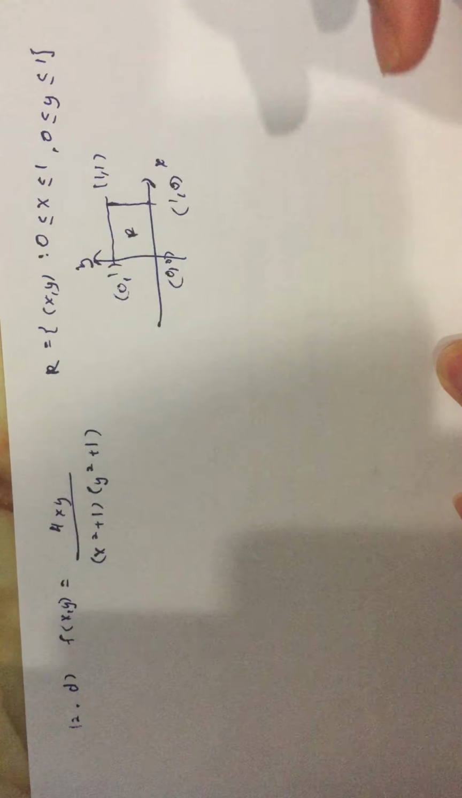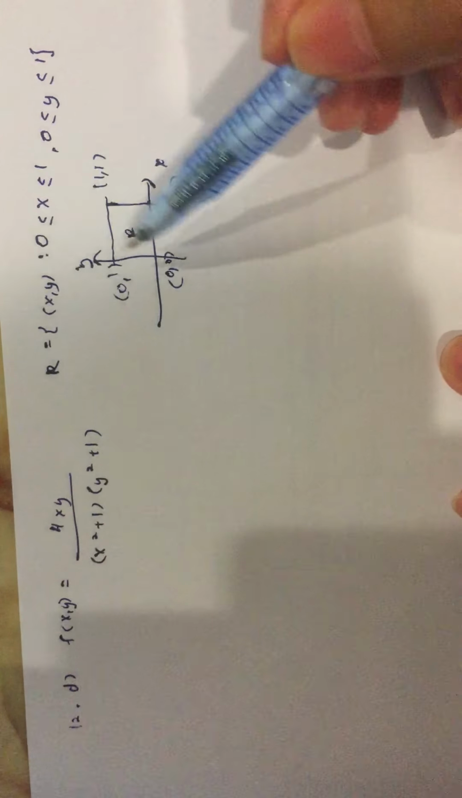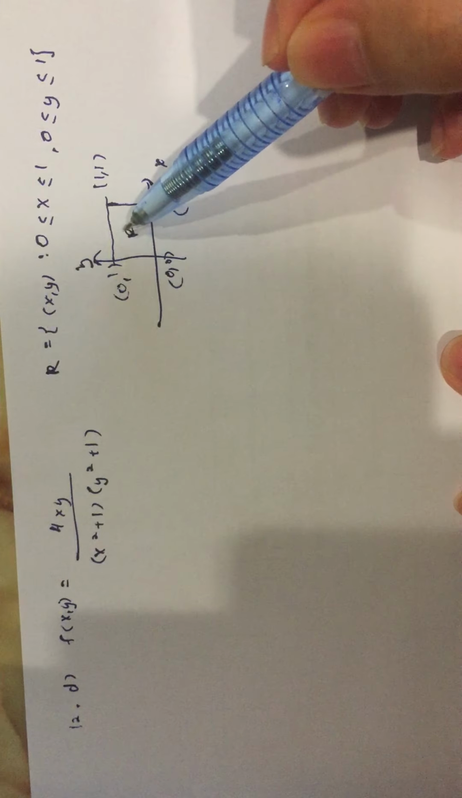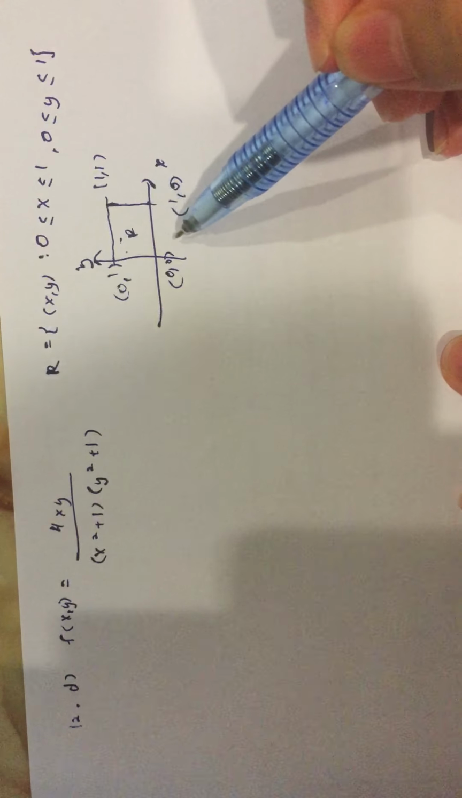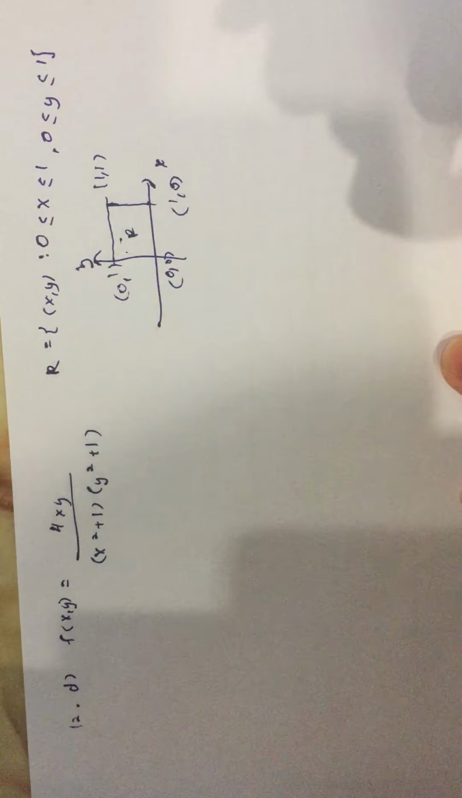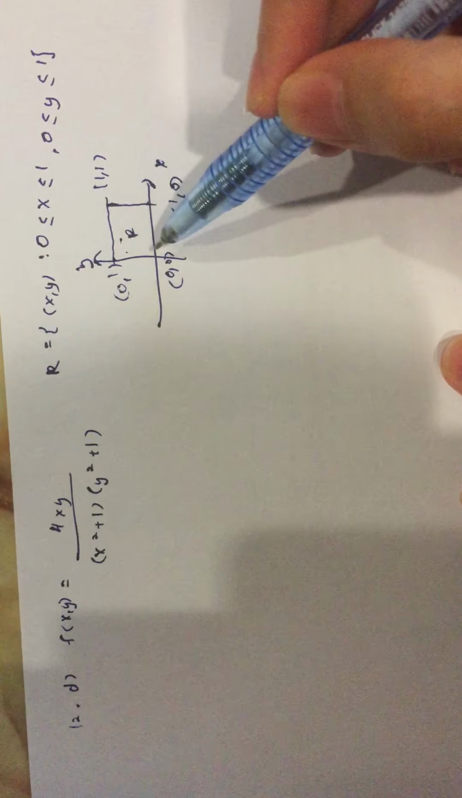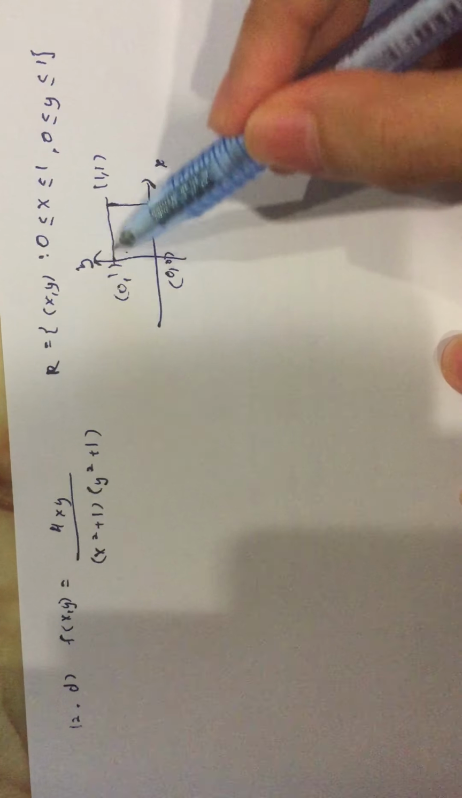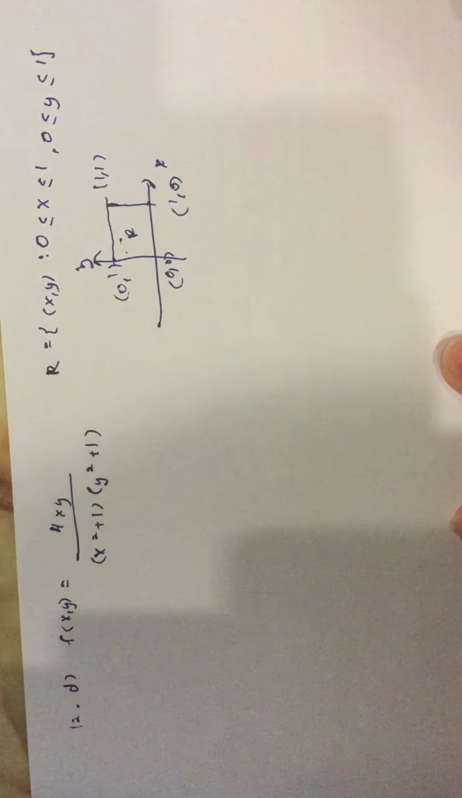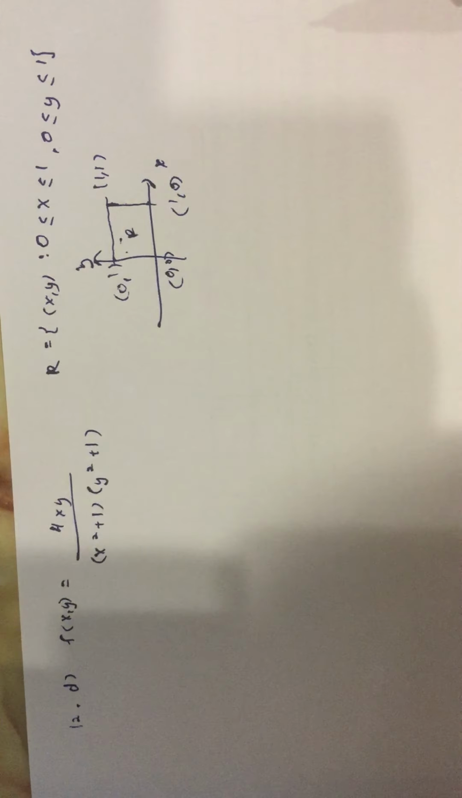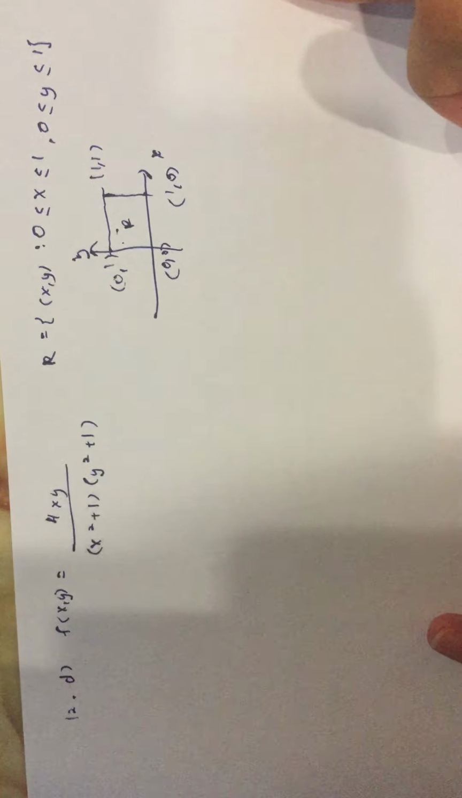So to calculate the absolute maximum or minimum for this function, first we need to calculate the maximum or minimum relative inside this interior region. And then second, we need to calculate the maximum or minimum point in each of these boundaries: the upper boundary, lower boundary, and then left boundary and the right boundary. Okay, so let's calculate the maximum and minimum relative inside region R.